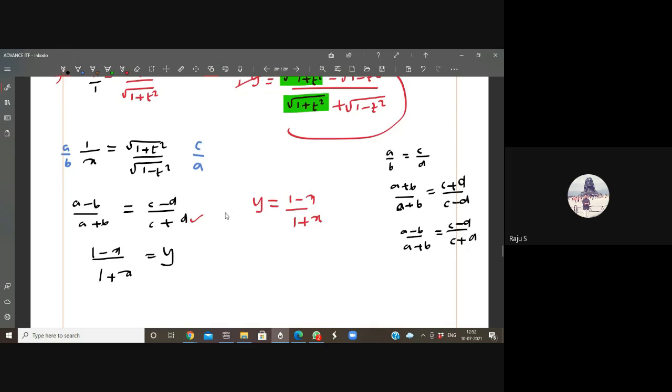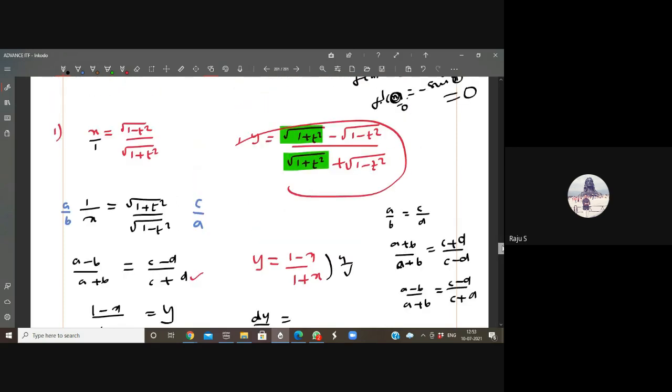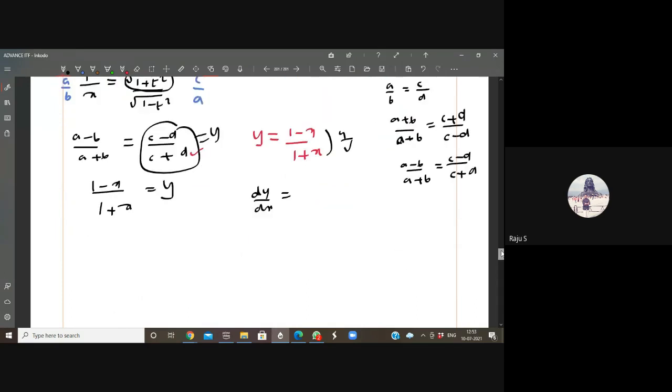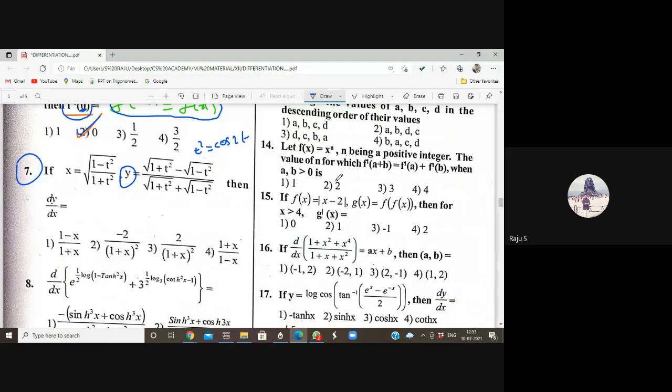Now, is it difficult to differentiate? No, easy. dy by dx is given by the u by v rule. That idea you need to get. First two or three steps: x is given, and I have written 1 by x because in y, root over 1 plus t square is first. So 1 by x gives 1 plus t square. I applied componendo and dividendo of a minus b by a plus b, and here c minus d by c plus d becomes clearly y. So y is equal to 1 minus x by 1 plus x. Now you can differentiate this, all the differentiation you can do. No problem, very easy.